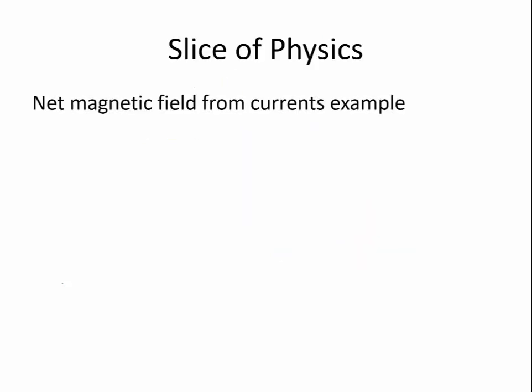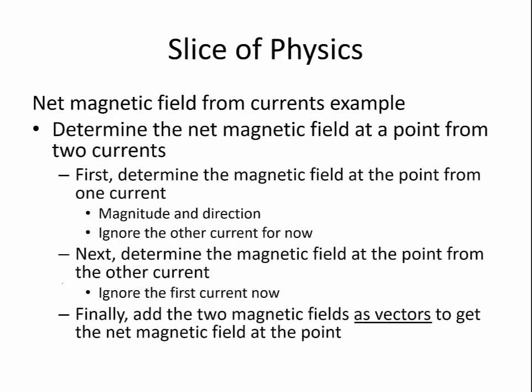All right, to recap, we figured out the net magnetic field from two currents in this example, and we did that by first determining the net magnetic field from one of those currents at the point of interest, and knowing magnetic field is a vector, we figured out its magnitude and direction. And when we did this, we put blinders on and ignored the other current. Next, we did the same thing with the other current, ignoring the first current, determined its magnetic field, magnitude, and direction, and then finally added them as vectors to get the net magnetic field at that point.